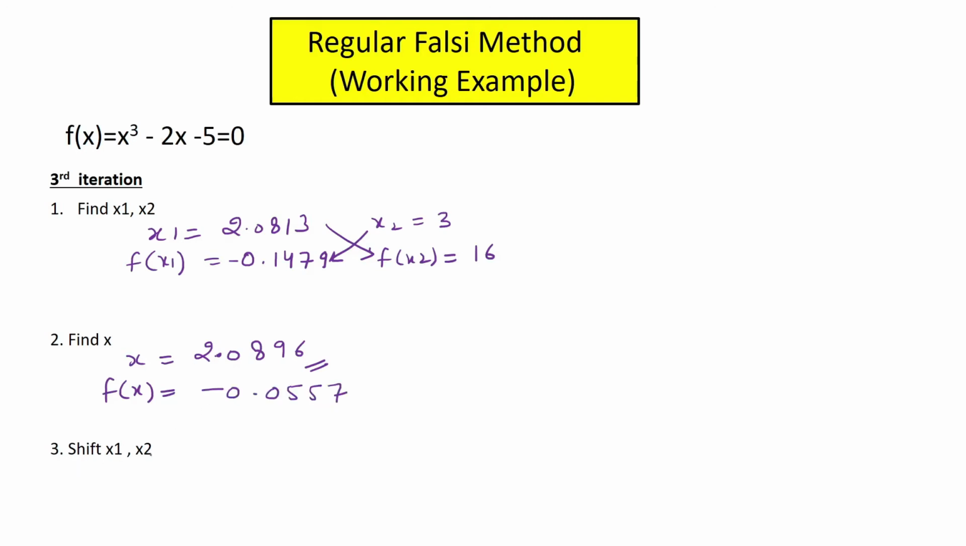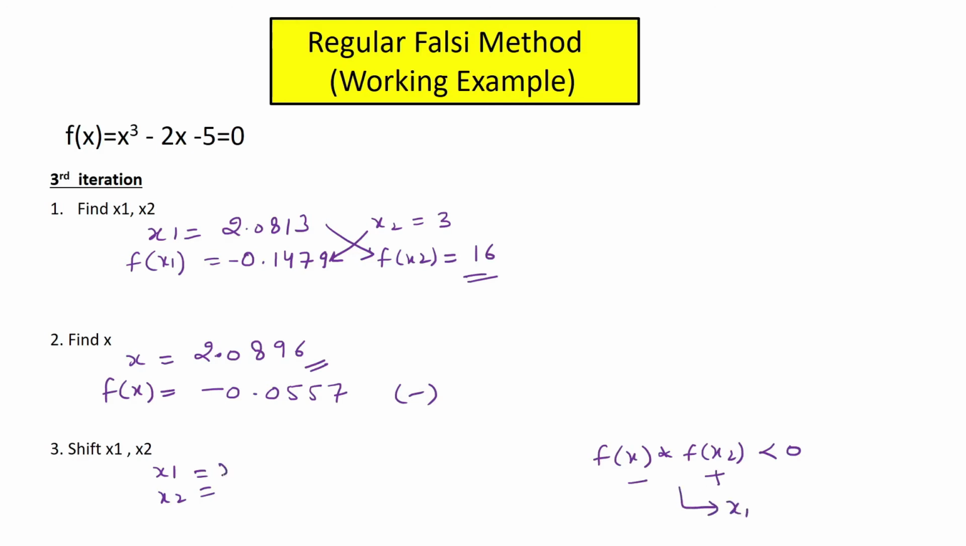Now I will shift x1 and x2. So I have to first check the conditions, whether I have to change x1 or x2. Here, if you see, this f of x is a negative value, and out of f of x1 and f of x2, which is the positive value? So this is the positive value. That means my f of x multiplied by f of x2 will give me a negative value, lesser than 0, because it is negative and it is a positive value. So that means again I will change x1.